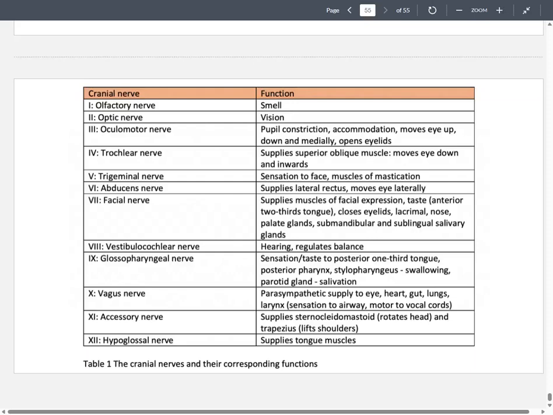Cranial nerve 4 is known as the trochlear nerve. Cranial nerve 6 is known as the abducens nerve.